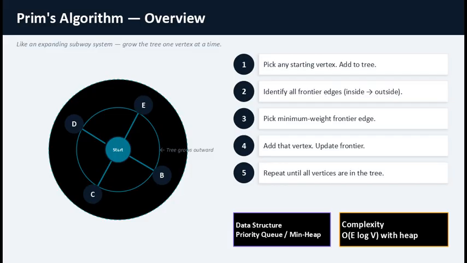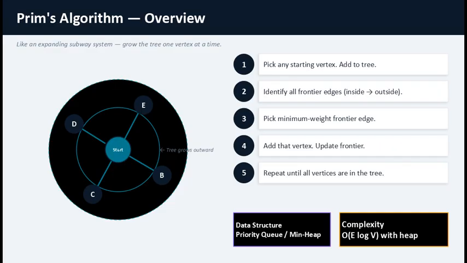Prim's algorithm thinks locally rather than globally. Picture building a subway system. You start at one station and keep extending one line at a time, always choosing the cheapest new connection. The greedy rule is to always pick the minimum weight edge that crosses from the current tree into unexplored territory.